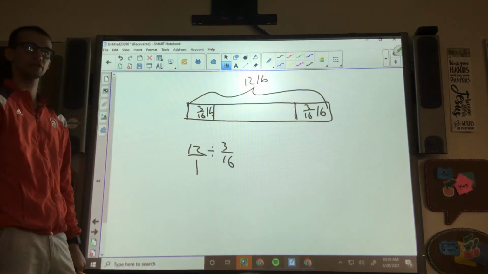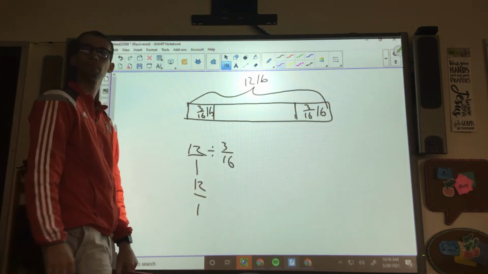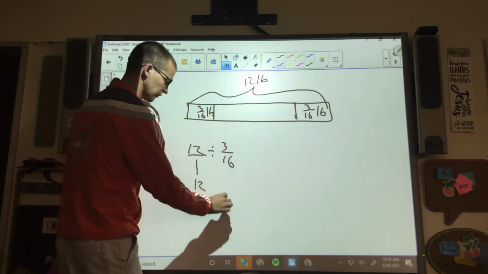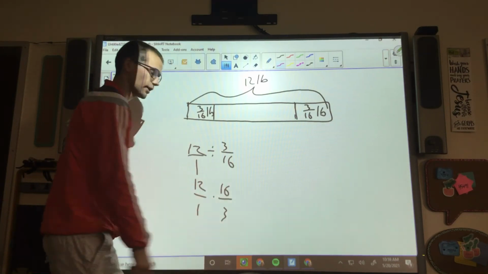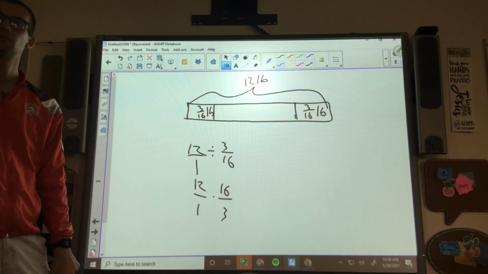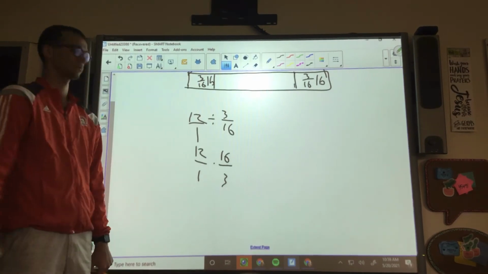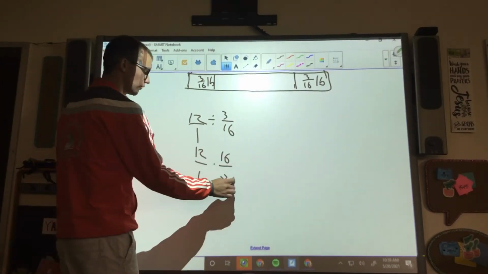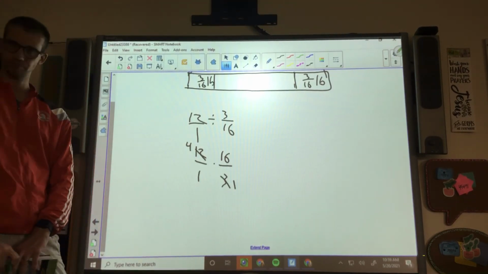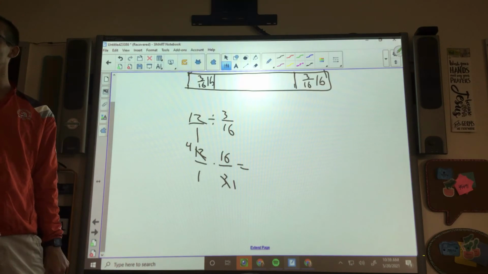Instead of dividing by a fraction, I'm going to flip it and multiply by the reciprocal. Anything I can cancel out? Yes, there is. 3 goes into 12, 1 and 4. Anything else? Yes, 4 can go into 16.